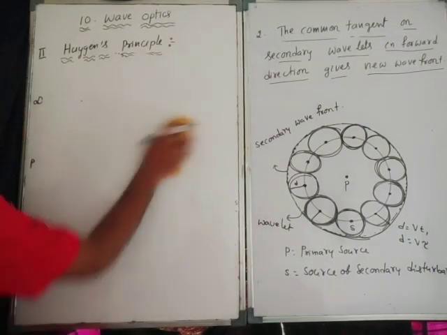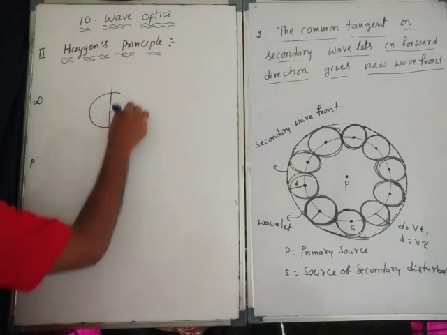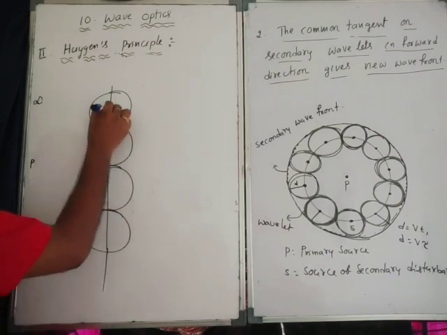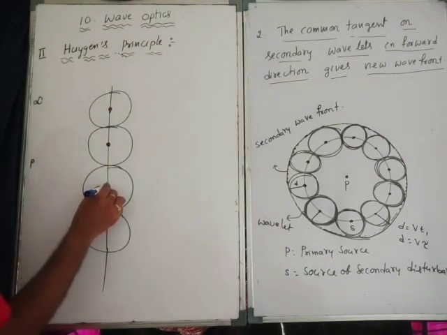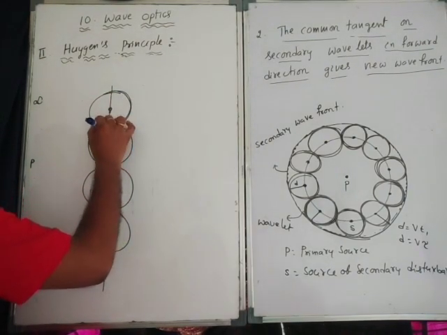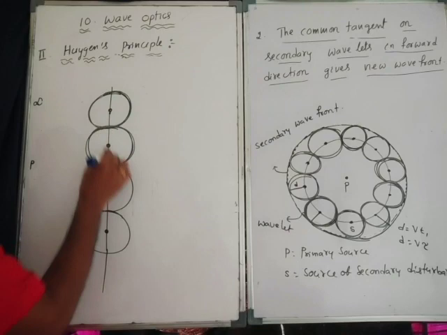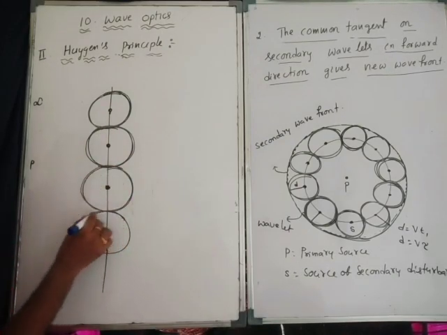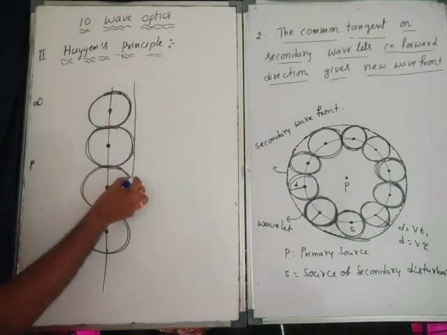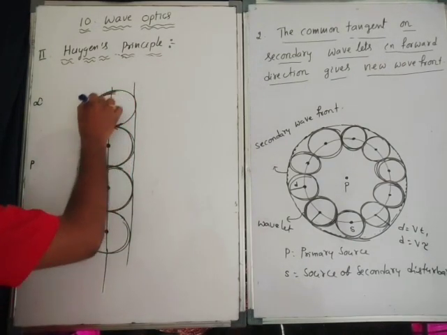So primary source and secondary source. This is the primary wavefront. The primary wavefront is a source of secondary wavelets. Source of secondary wavelet is the secondary wavelet. A secondary wavelet is always a sphere. Remember, the secondary wavelet is a sphere, but the wavefront is the common tangent. Common tangent.